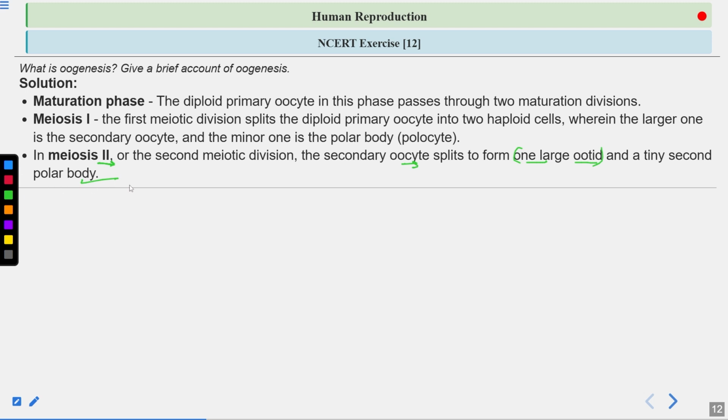They don't have any role in egg formation or in reproduction. Now you can see this meiosis 2 is also unequal because a large ovum is formed. The bulk of the cytoplasm remains with the ovum. Why is this happening? Because this ovum will get fertilized, and after fertilization, it will form the embryo. So the cytoplasm is rich in nutrients and organelles, and these are very important for early embryo development.